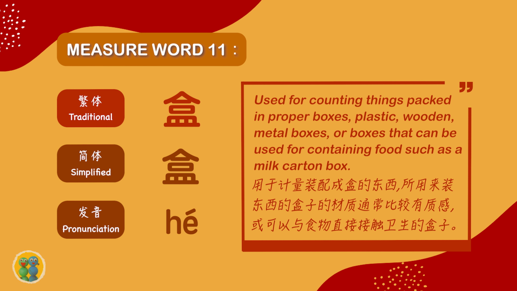Lastly, the 11th measure word is 盒. 盒 is used for counting things that are packed in proper boxes. Plastic, wooden, metal boxes, or boxes that can be used for containing food such as a milk carton box. But the things that use this measure word normally are in smaller boxes.